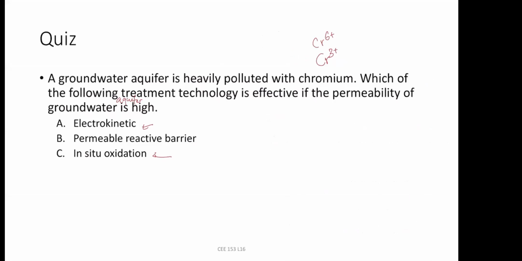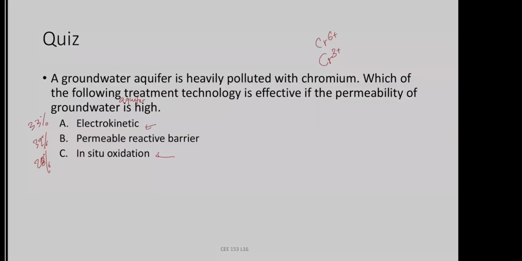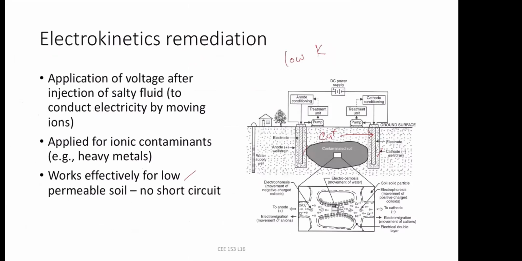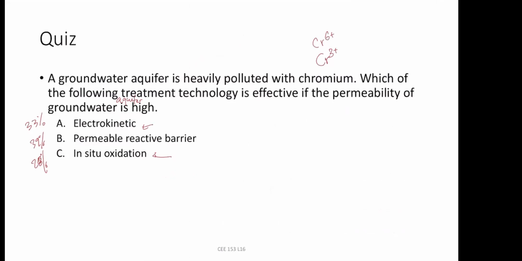Okay, so in the poll, let's share the screen result. This is kind of distributed answers, which is expected. 28% says this one, 39% says this, 33% says this. Okay, let's start thinking of eliminations. I just told you that electrokinetic is going to be very efficient if it is low permeable, and I just said that permeability is high. So that means this is not a right answer for sure.